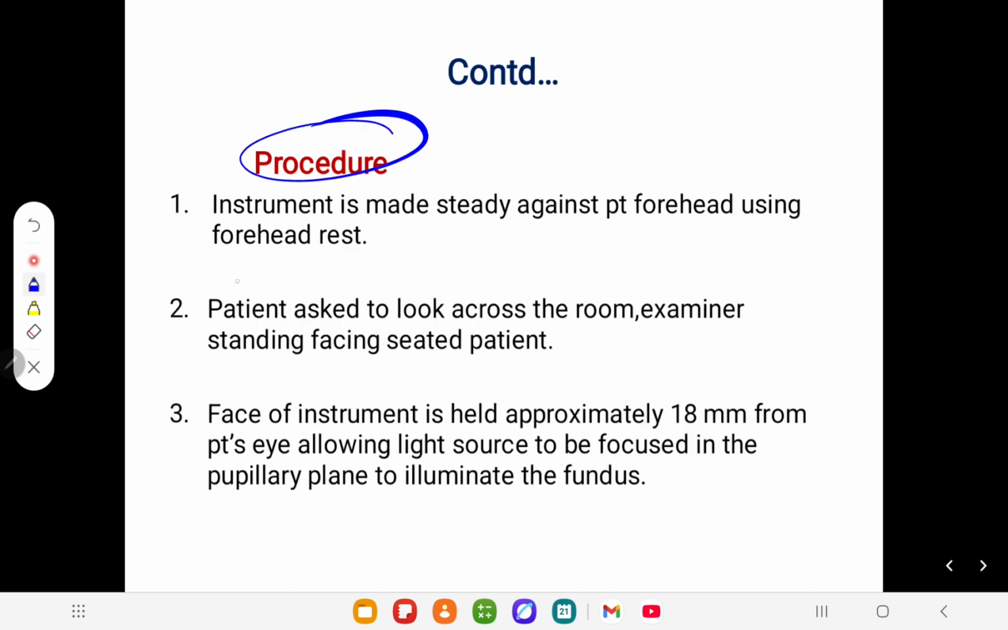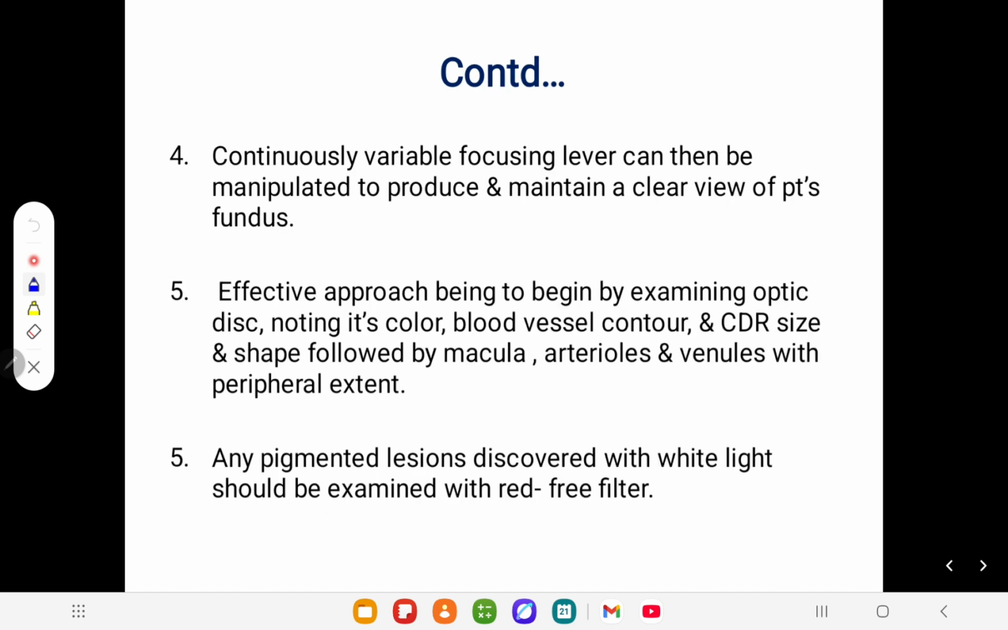So what is the procedure to use? The instrument is made steady against the patient's forehead using the forehead rest, and the patient is asked to look across the room. The examiner is standing facing the seated patient, and the instrument is held approximately 18 mm from the patient's eye, allowing the light source to be focused in the pupillary plane and illuminate the fundus. Then a continuously variable focusing lever can be manipulated to produce and maintain a clear view of the patient's fundus. An effective approach is to begin by examining the optic disc, and there are a lot of things that we can see. That's the procedural part.